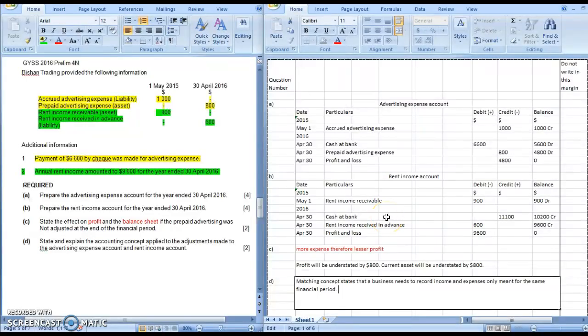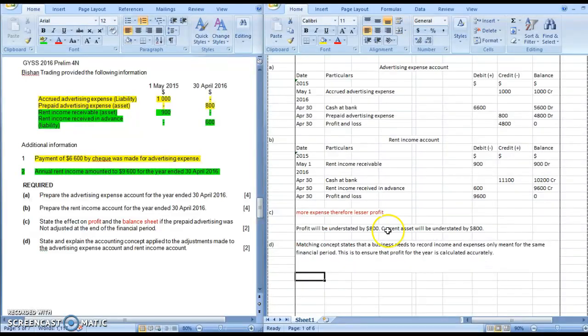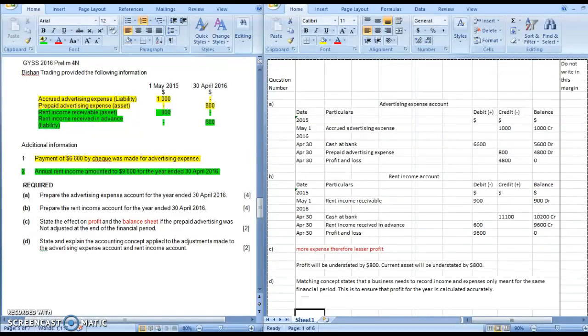And then here we will actually explain also that this is to ensure that profit for the year is calculated accurately. Otherwise, you will have a situation like profit will be understated and current assets will be understated as well. So there you go for this question.